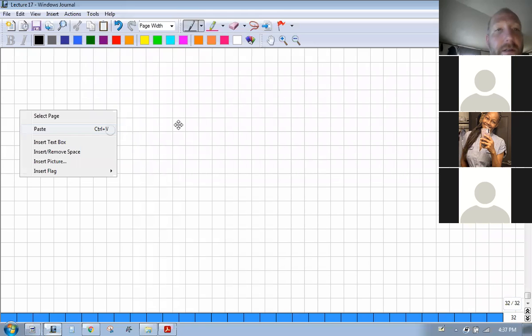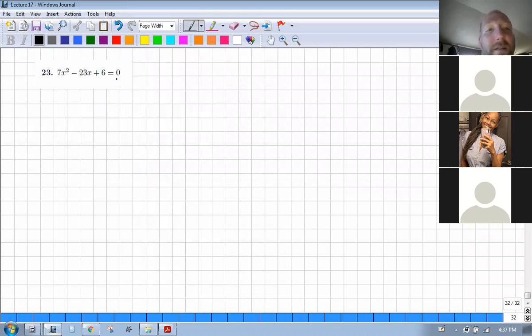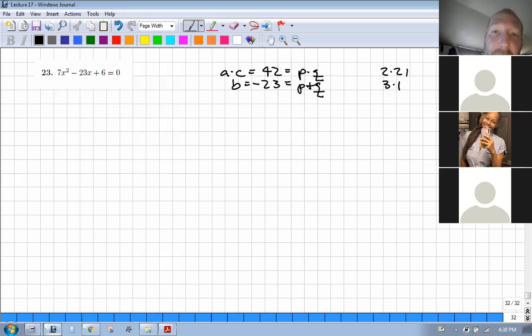Look at 23. Okay, we can't simplify this. 23 is prime. So a times c, 7 times 6 is 42. B here is a -23. So let's look at our numbers, our possibilities. We got 2 times 21. 42 divided by 3 is 14. 42 divided by 4 doesn't work out. Of course, we have our 6 times 7.